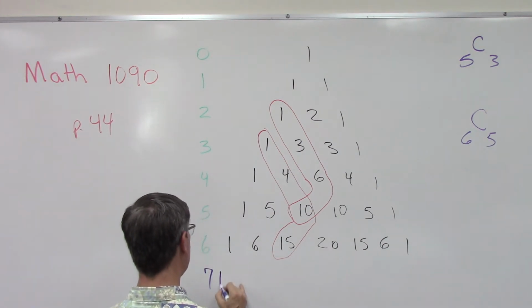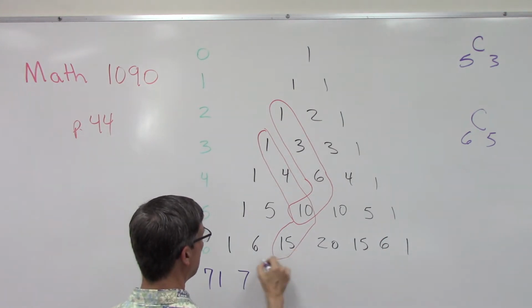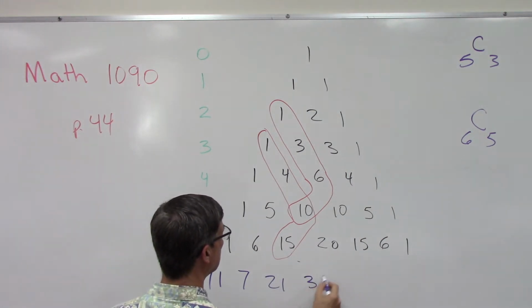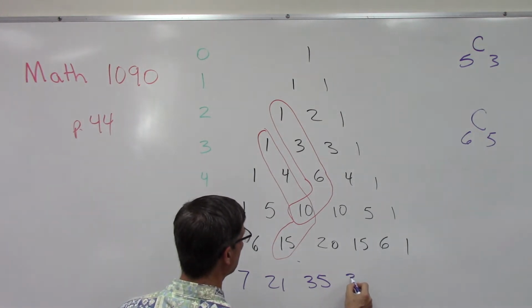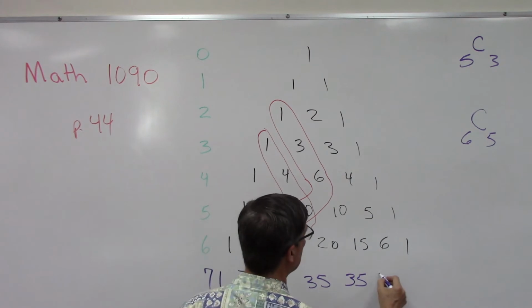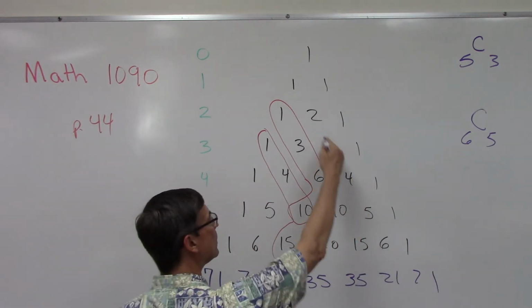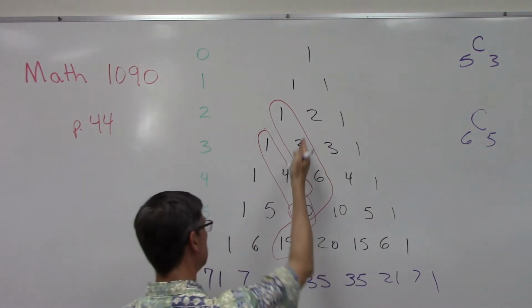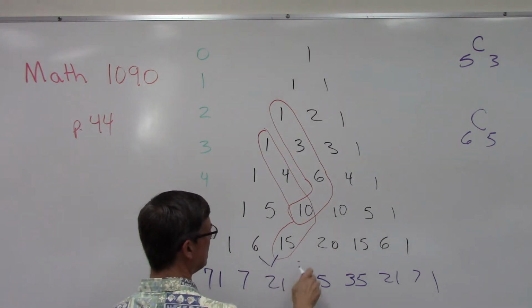So I'm going to do 1, bring these two together equals 7, bring these two together, okay? 6 plus 15 is 21, 15 plus 20 is 35, this is going to be 35 again, and then 21, 7, and 1. So again, that continues this pattern, 1, 2, 3, 4, 5, 6, 7. Okay, same thing here. These two numbers came together to form this.